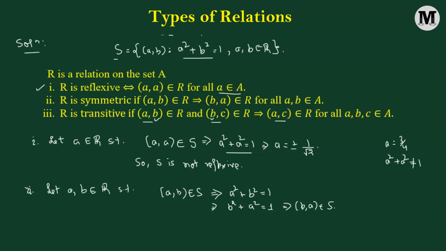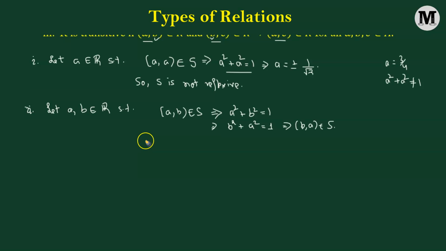We can write this because our relation S is defined as the set of ordered pairs a, b such that a squared plus b squared equals 1. If we interchange the position of these elements, we get the ordered pair b, a, which gives us b squared plus a squared equals 1. And that's what we are getting. So this tells us that our given relation S is symmetric. Then let's go to the third one.